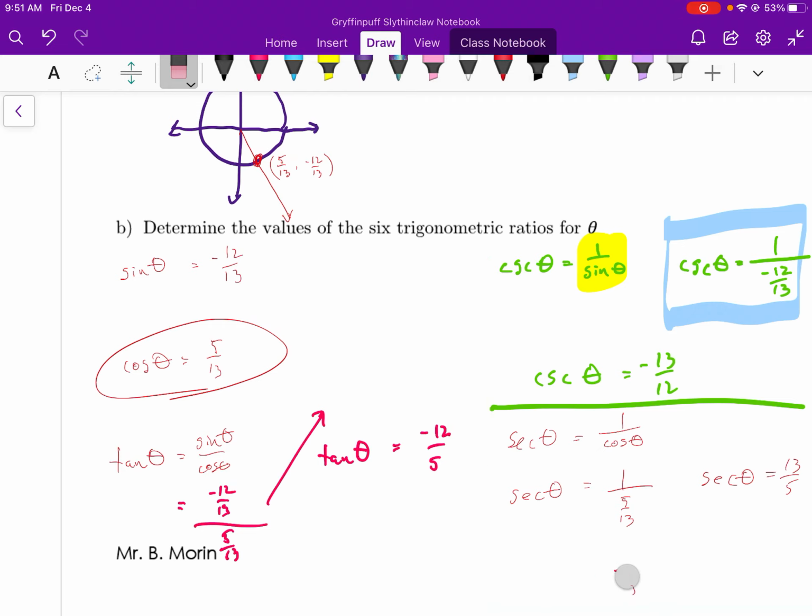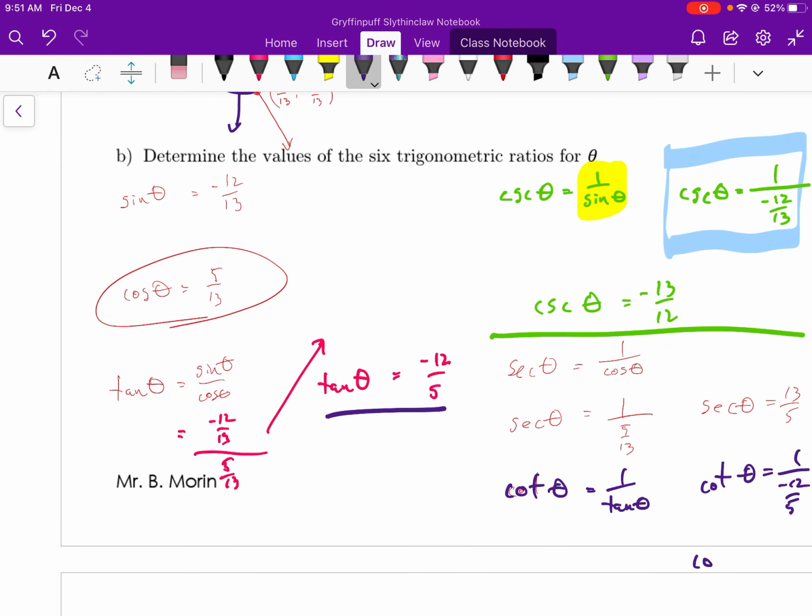Last but not least, now cotangent. Switch colors. Cotangent theta is the reciprocal of tangent theta. And the reciprocal of tangent theta here would be cotan theta is equal to 1 over negative 12 over 5. And very easily, I think you can see that would be negative 5 over 12. I hope that this is good. Now, I'm going to stop the video there, and then we're going to move on.